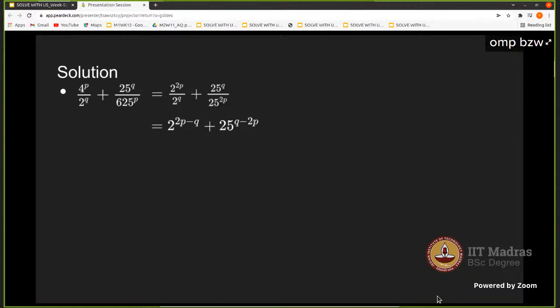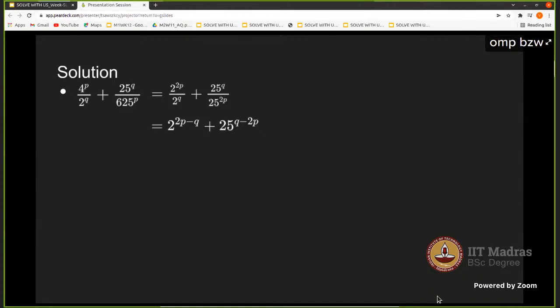625 I can write as 25 square. So 25 square to the power p is nothing but 25 power 2p. So the whole expression will convert into this.